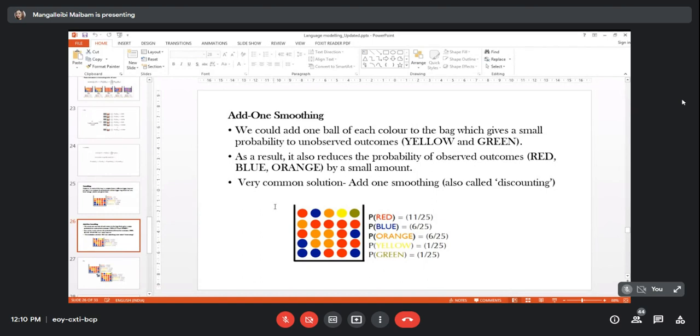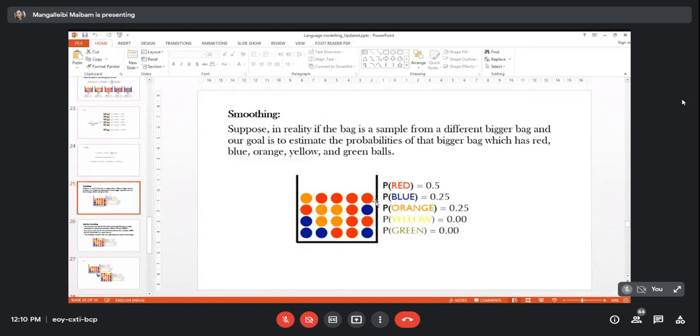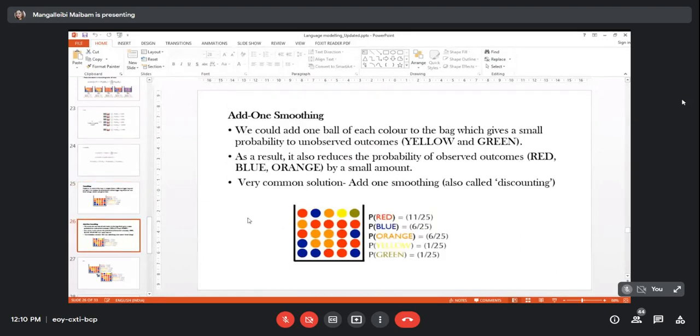So one ball is added in the back for all the colors, not only for yellow and green, but we should add one ball of each color to the back. So actually our red ball was 10 in this earlier example. Now we have added 1. So our red ball becomes 11 now.